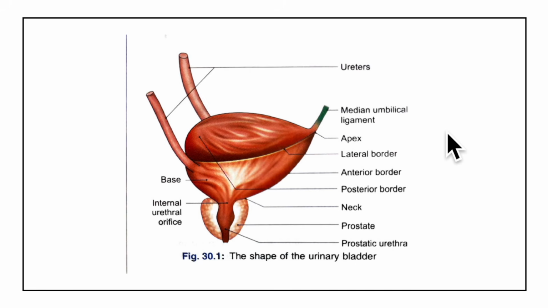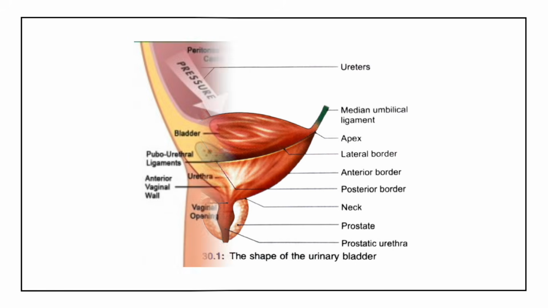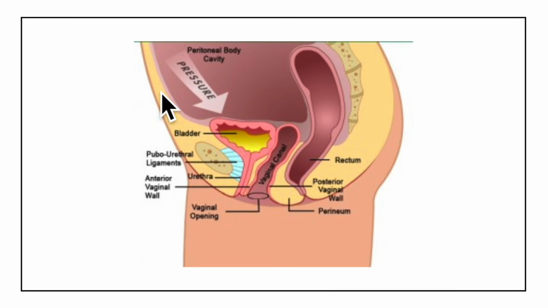In this video we'll be learning about the anatomy of the urinary bladder. To begin with, in this diagram we can see the sagittal cross section of a female pelvic cavity. Anteriorly we can see the bladder, the vaginal canal, and posteriorly the rectum. So here we are going to learn about the urinary bladder.